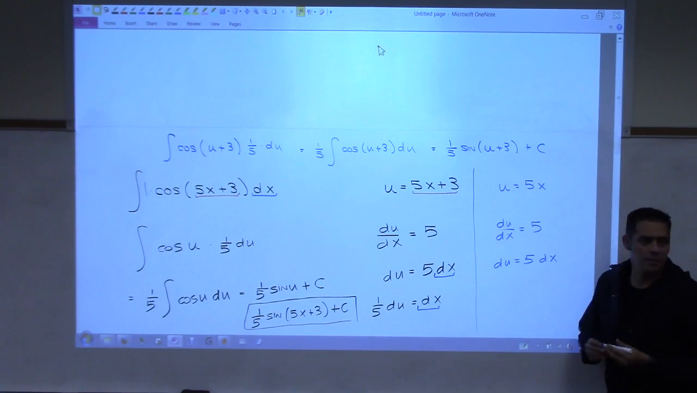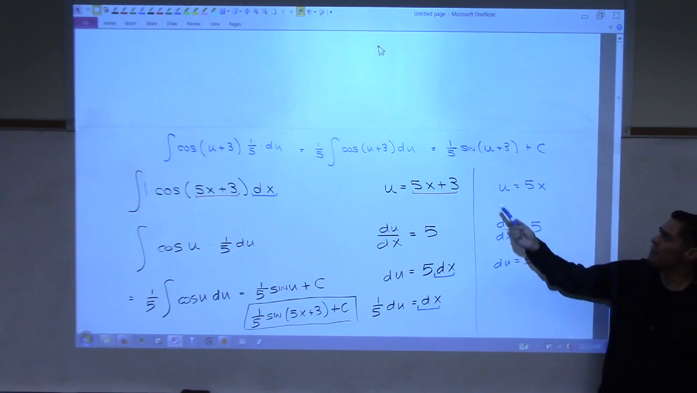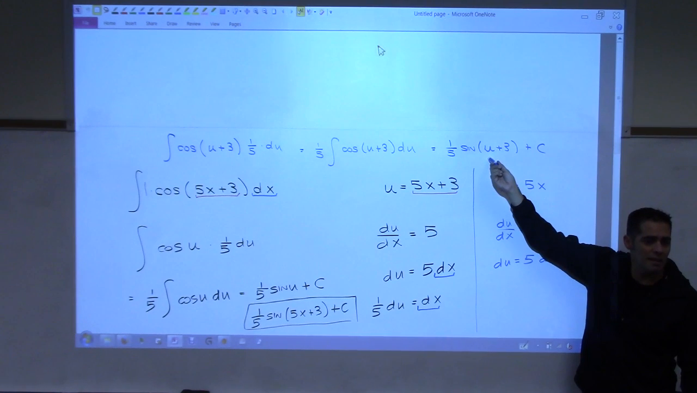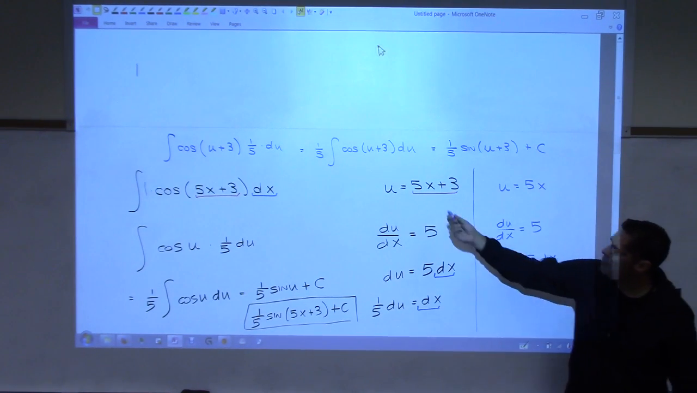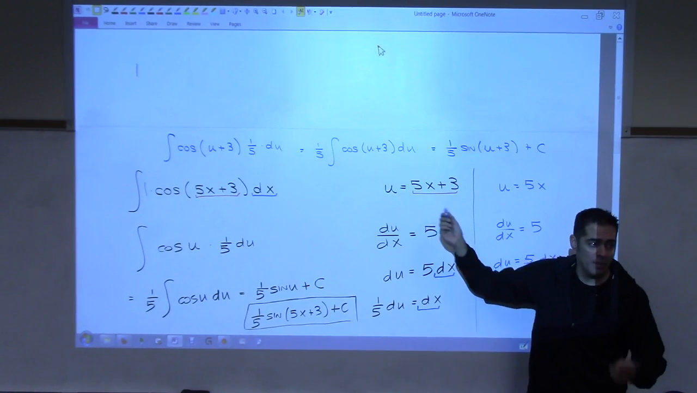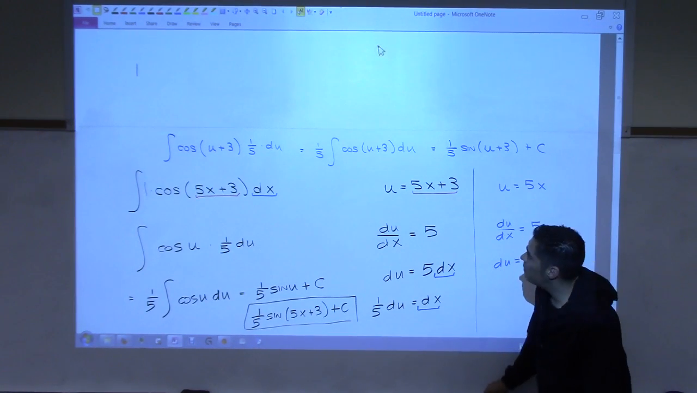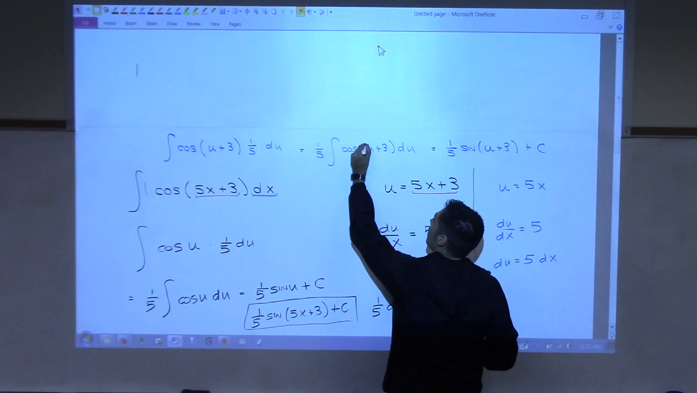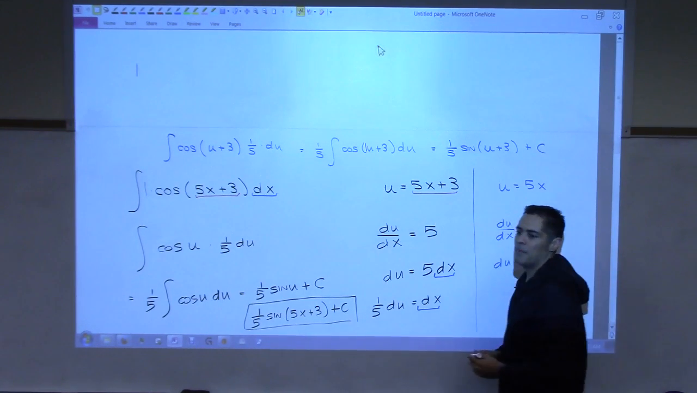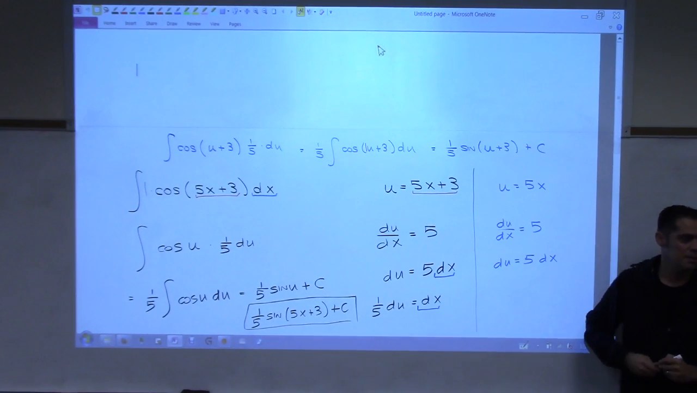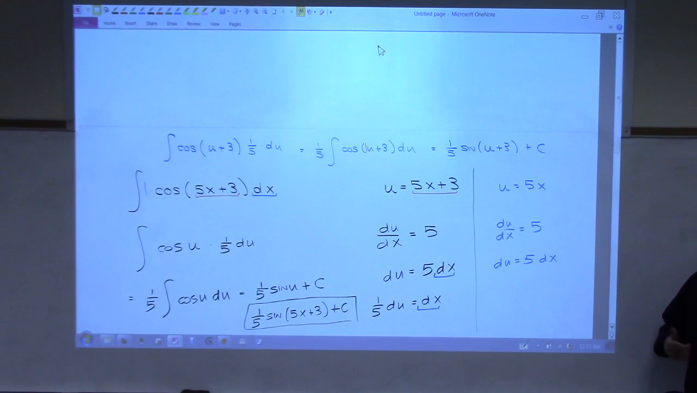Because when you take the derivative of the inside, it is 1, right? Where back here, the derivative of the inside was what? 5. So if the coefficient of the variable is 1, then you're in business. But if it's something other than 1, you have to account for it.